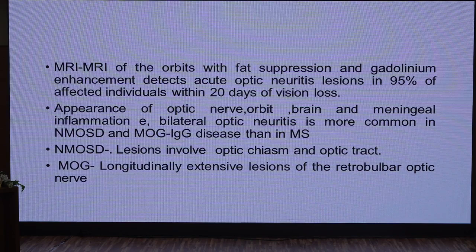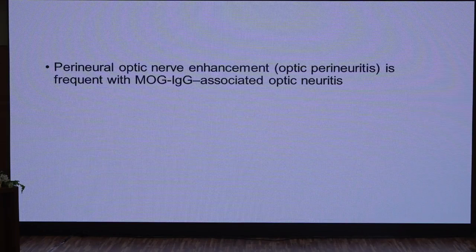And appearance of optic nerve, orbit and brain and meningeal inflammation can be seen in NMOSD as well as MOG associated disease. What do we see in NMOSD? Basically, these lesions involve optic chiasm as well as retrobulbar optic tract. And in MOG disease, they have longitudinally extensive myelitis with the involvement of retrobulbar optic nerve. Perineural optic nerve enhancement can be seen in patients of MOG disease.